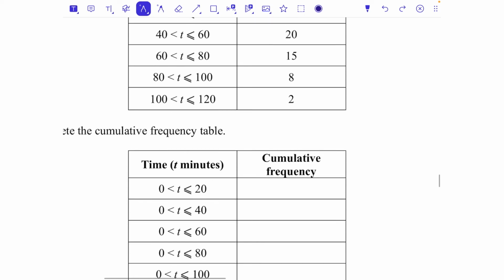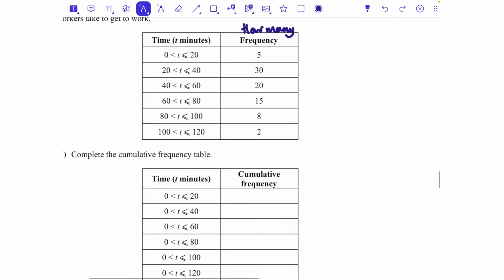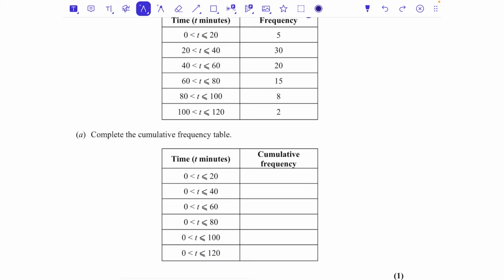Now, for a cumulative frequency table, you'll notice the table's a little bit different. Instead of going 0 to 20, 20 to 40, we're still going 0 to 20, so that's fine. We know that's still 5 people. But then we're going 0 to 40. So how many people were there going from 0 up to 40? Well, we've got these 5 people, but we've also got these 30 people, because these 30 people took between 20 and 40 minutes. So therefore, we're going to add those 30 people on. So then we know that this category from 0 to 40 would have 35 people in it.